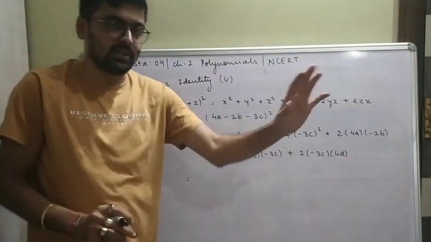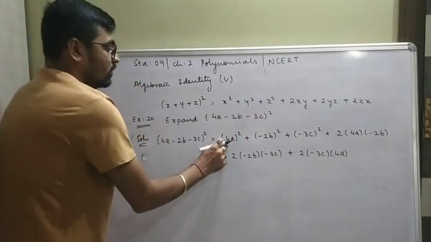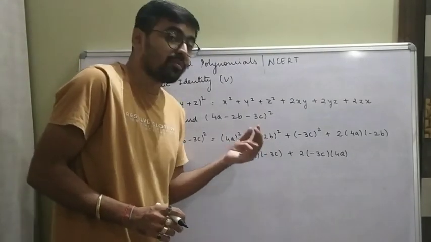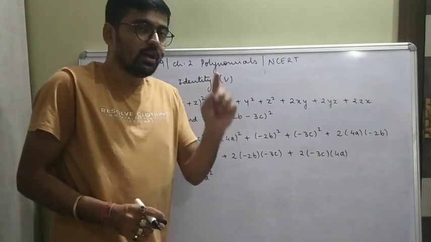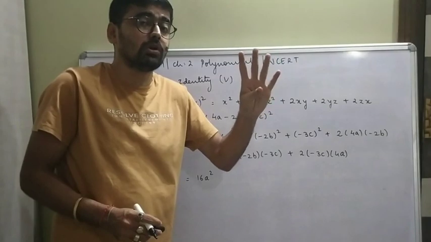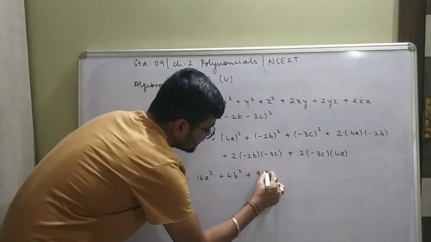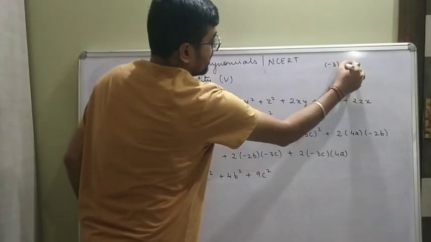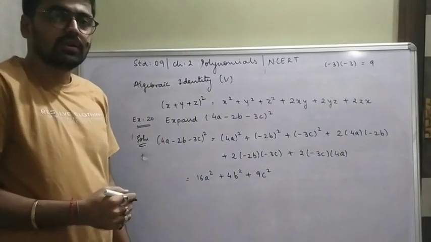Now we will simplify this. Simplify in the sense we will evaluate the squares, whatever is required. So 4 square is 16, so it becomes 16a square. Now what is the square of minus 2? Minus 2 square will be positive 4. Why? Because if you multiply minus 2 into minus 2, minus minus will become positive and it will become 4. So that's why it becomes plus 4b square. Plus same concept, minus 3 square is 9, minus 3 into minus 3, so two negatives will be positive and 3 into 3, 9.